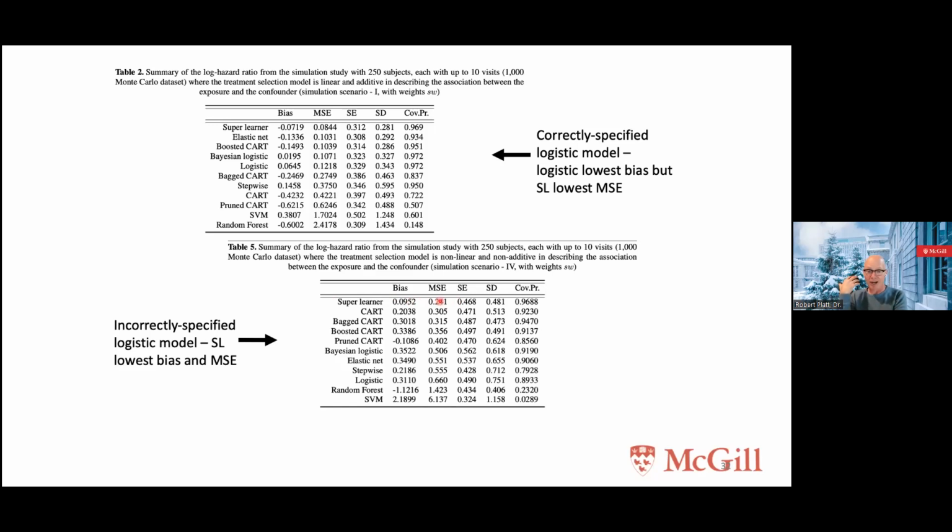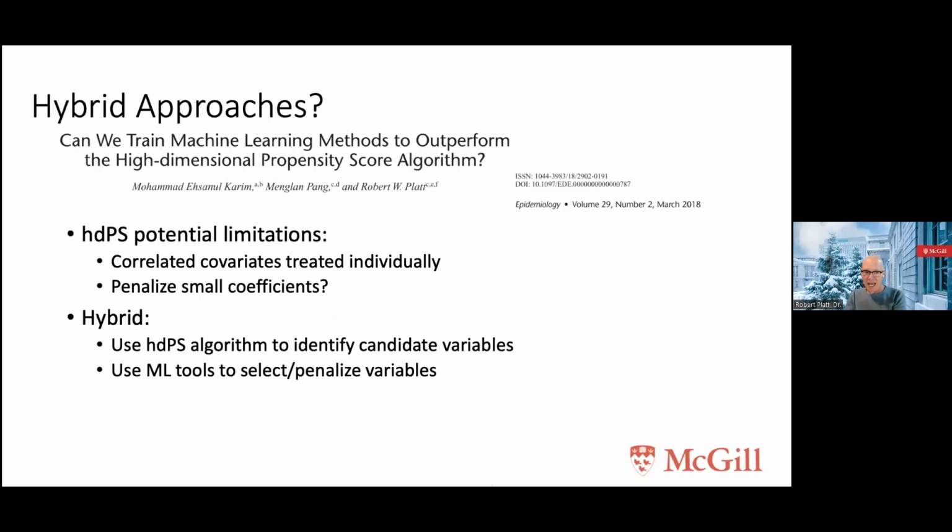So the idea there is, if we don't know what the propensity score looks like, but we have a reasonably good idea that our covariate set is good, then superlearner machine learning tools can be quite effective at fitting the propensity score and then producing good outcome results.